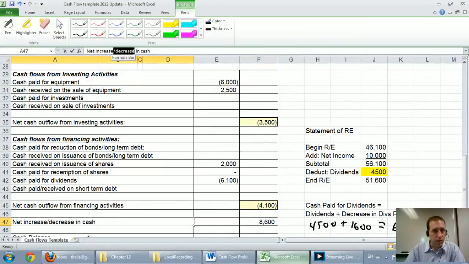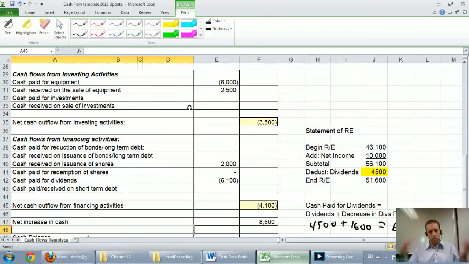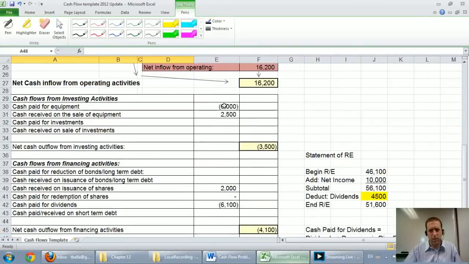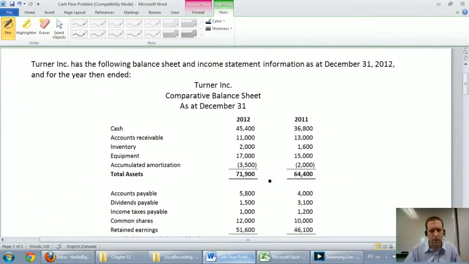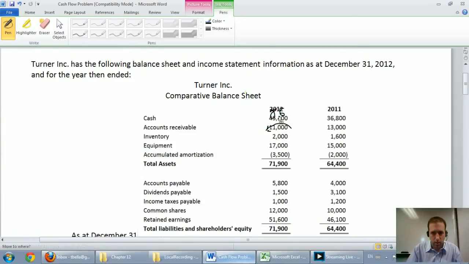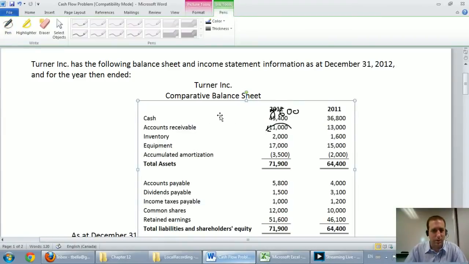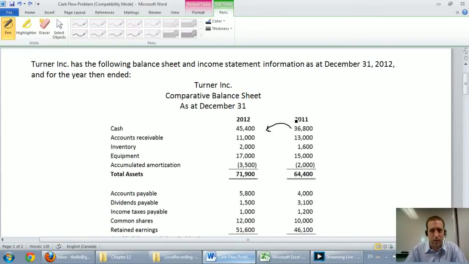Now there's a very easy way to check this. This is why I love accounting. You can double check a lot of your work. How will I know if cash went up by $8,600? I did all this work to figure that out. Did cash really go up by $8,600? Let's look on the balance sheet. Cash last year was $36,800. Cash this year, $45,400. Yes, from last year to this year, that looks to me like an $8,600 increase. Anyway, you can see that that's an $8,600 increase.